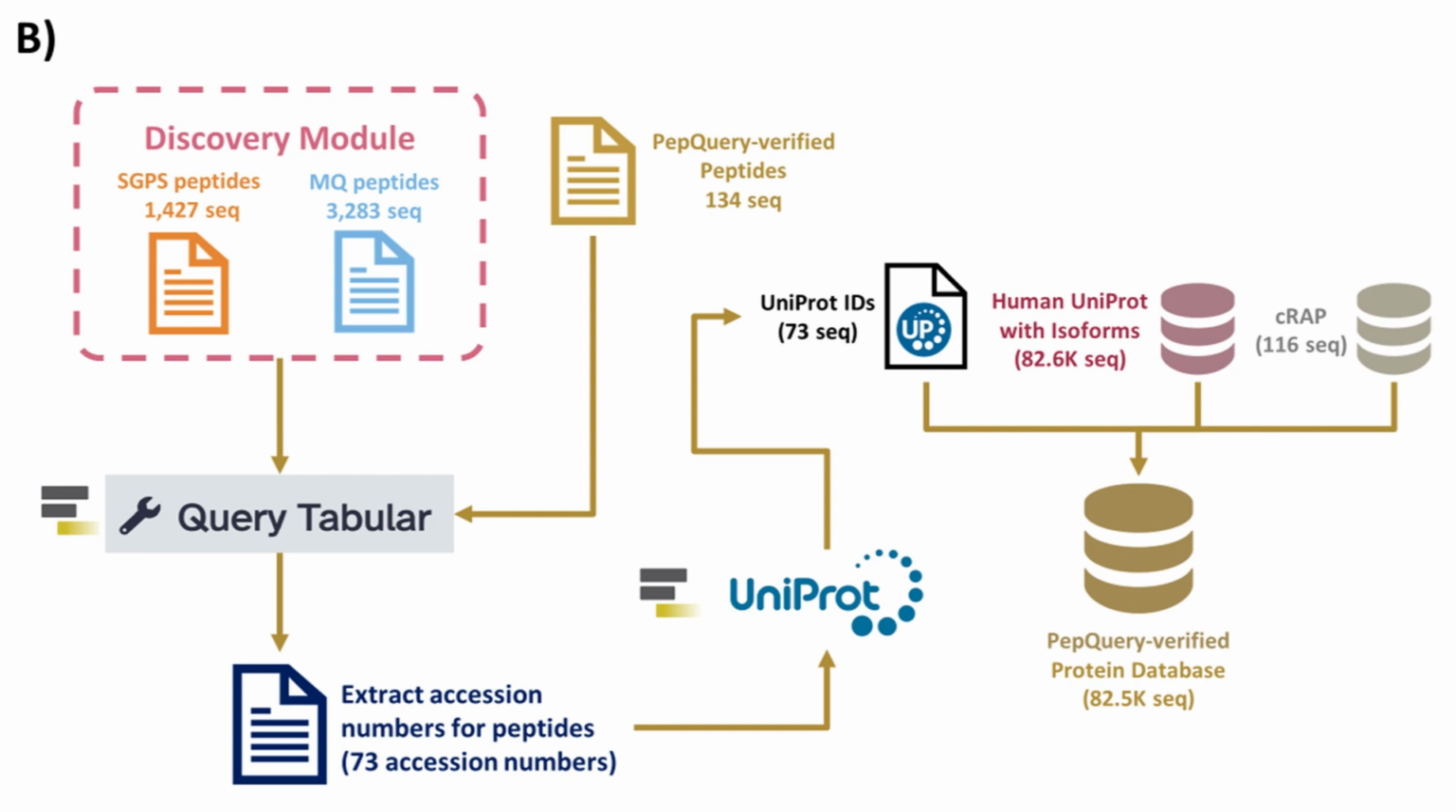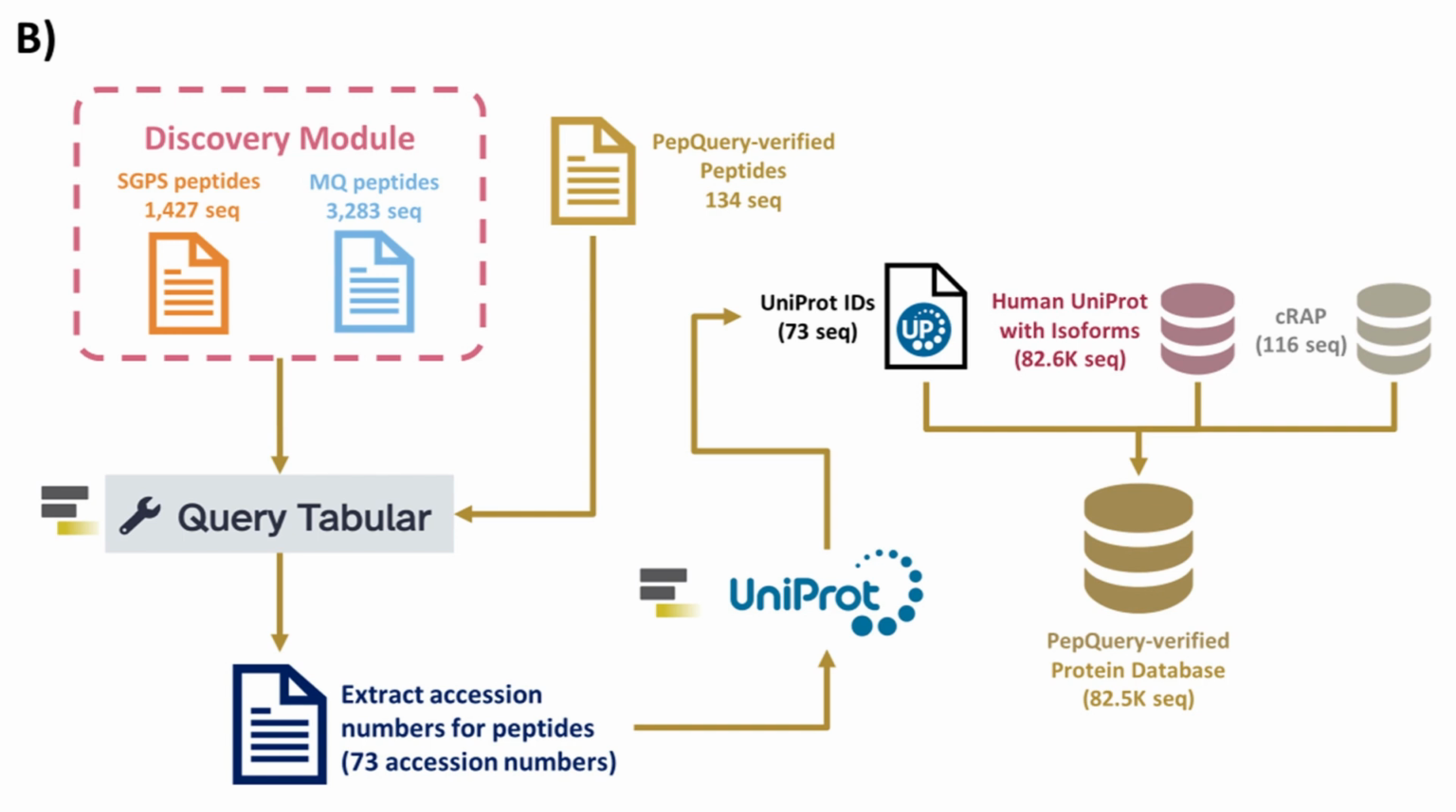The Query Tabular tool will be used a second time to extract the accession numbers of proteins associated with the PepQuery 2 verified peptides. These accession numbers can also be called UniProt IDs, as we will put them into the UniProt tool. We will use UniProt to generate a database of protein sequences associated with those accession numbers. Lastly, we will merge and filter the UniProt generated database with human and contaminant protein sequences, resulting in a compact, verified database that will be used for peptide quantification in the next module.